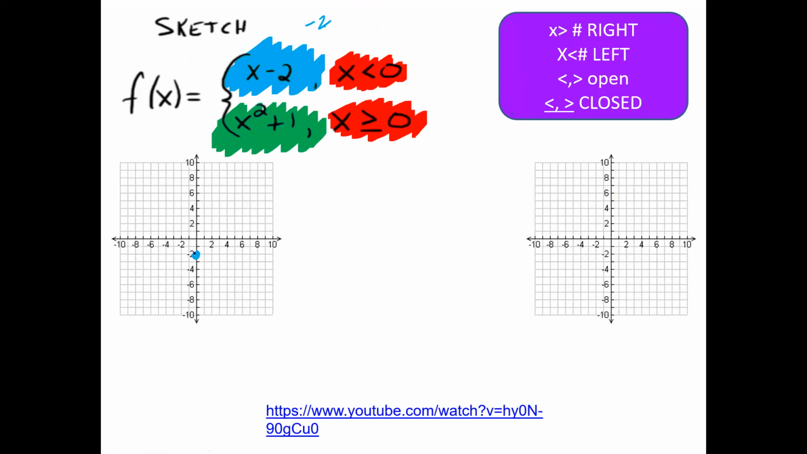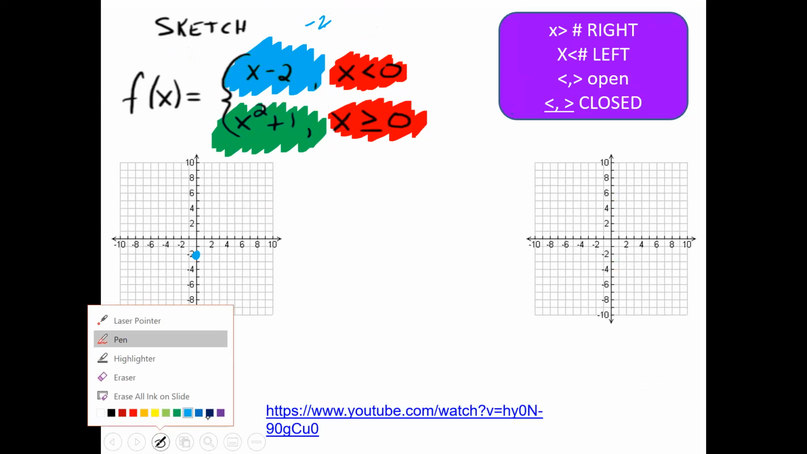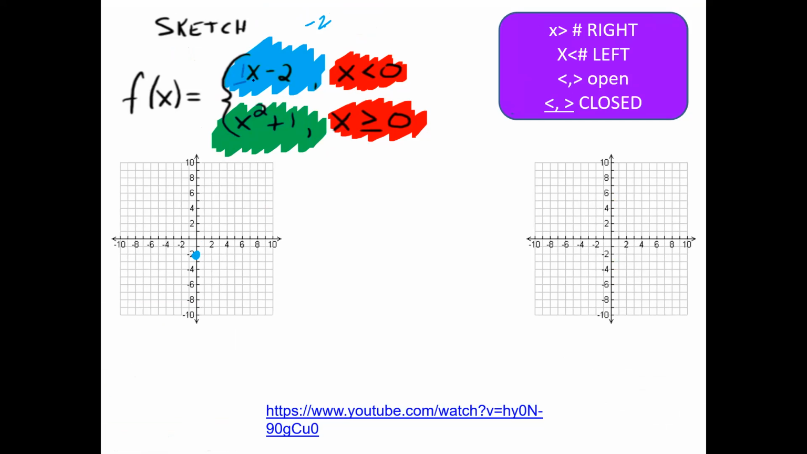With the blue equation, you're going to start at the -2. So go down and put a dot right there. And then you're going to take a look at the 1 over 1, which means you're going to go down 1, over to the right 1, down 1, right 1, and so on. And if you look at your line right here, it is a dotted line.